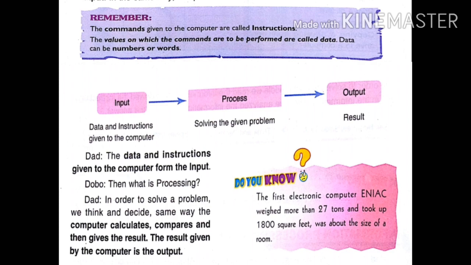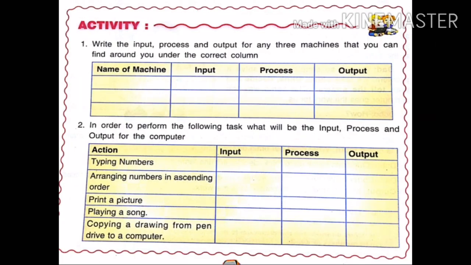Now move to the next topic. Here also an activity is given. In this activity, we have to write the input, process and output for any 3 machines that we can find around ourselves. The first column is the name of the machine, second is input, third is process and fourth one is output. So children, this activity you have to complete by yourself.